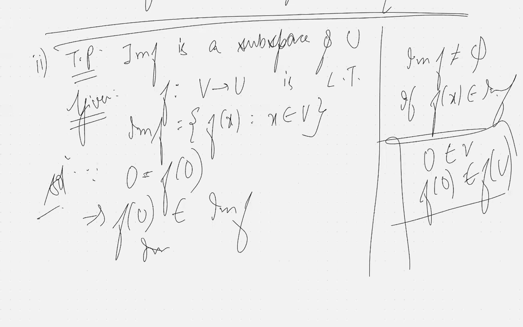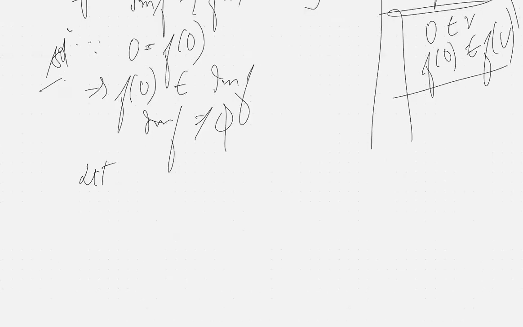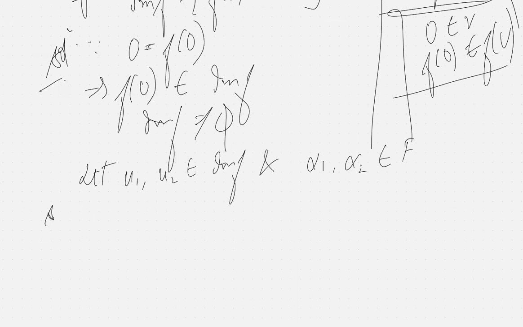Now, another thing, again, we take two elements from that. Let u1, u2 belong to image f, and alpha 1, alpha 2 belong to F. If u1 belongs to image f, that means f of some element is equal to u1, and f of some element is equal to u2. They are mapped in such ways. Let it be v1, let it be v2.